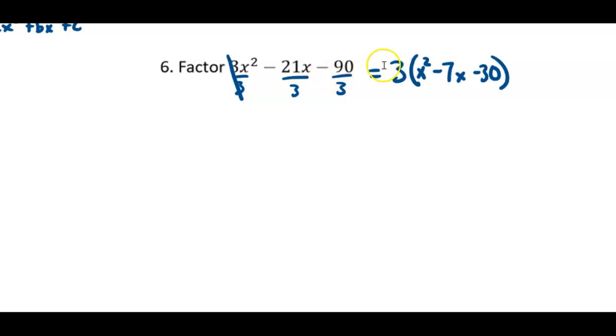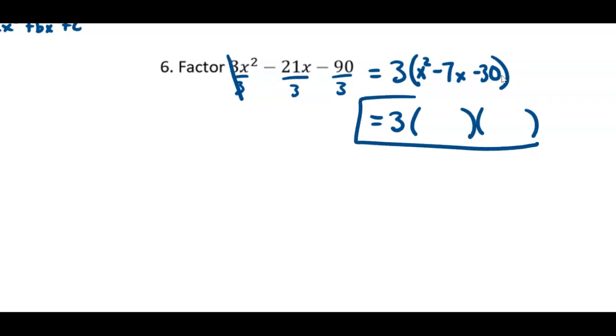So if you just double check real quick, 3 times x squared is 3x squared. 3 times negative 7x is negative 21x. 3 times negative 30 is negative 90. So when we get our answer, don't forget that 3 hanging out in front. I like to go ahead and just write down the box for my answer so that I don't forget that 3.